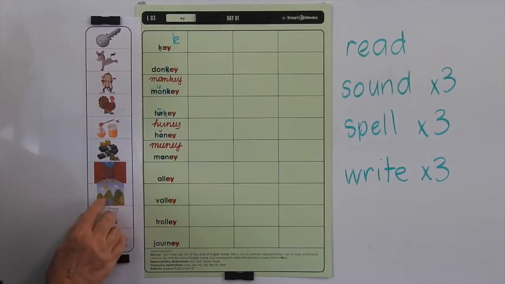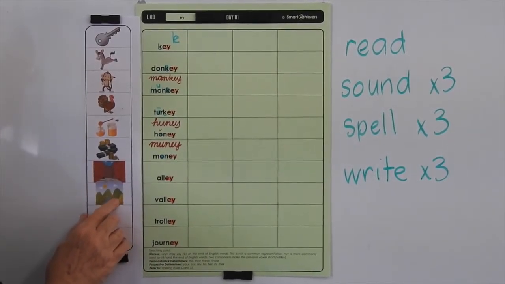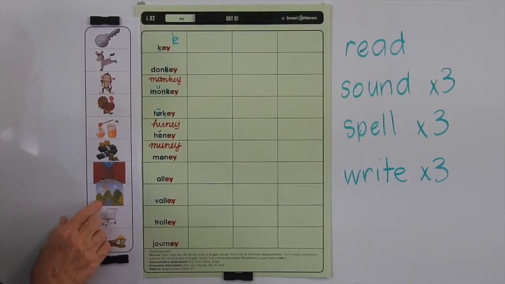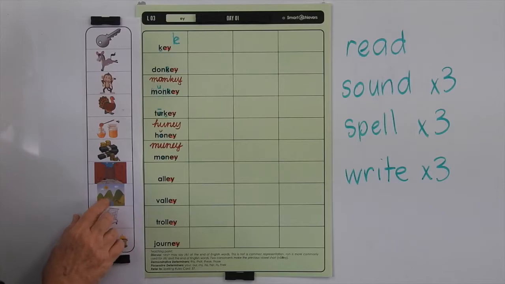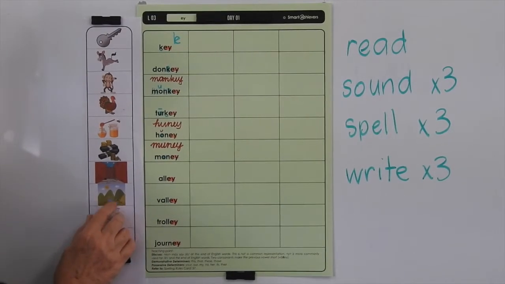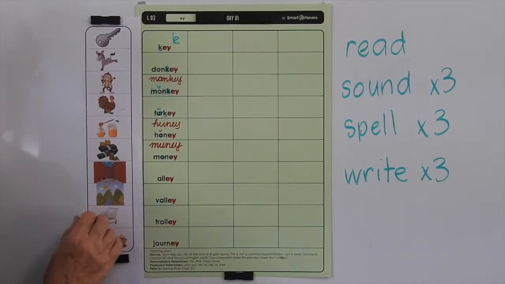A valley is the lowest point between hills or mountains, and at the bottom of those you quite often find a river or townships and that, because the soil is quite rich and fertile.